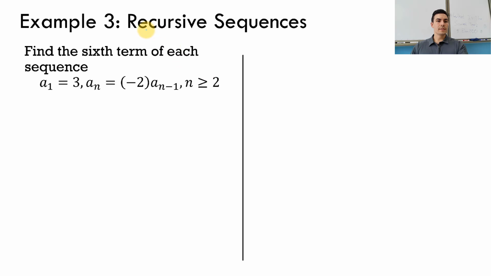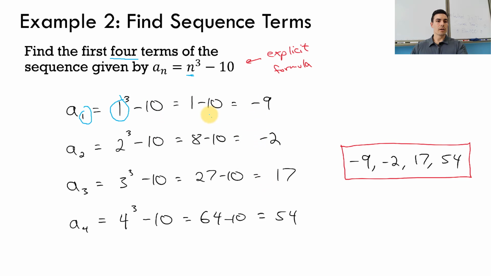Okay, now with recursive sequences, if we're asked to find the 6th term of our sequence, remember, for a recursive sequence, I need to have what? For finding a sub 6, because that's the 6th term, I need to have a sub 5. Now, if I were working back here with these explicit terms, I don't need to have a sub 3 in order to find a sub 4, right? These are more or less independent of each other. I don't need the previous term to find the next term.